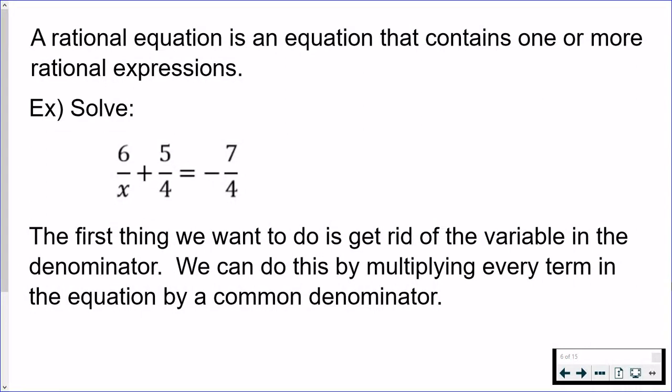So if my denominators are x and 4, you can just kind of put those together and create your common denominator. And so my common denominator is going to be 4 times x, or 4x. So all I have to do is multiply every single term by 4x, and magically the denominators will go away.